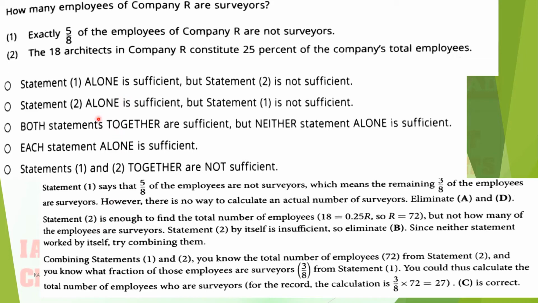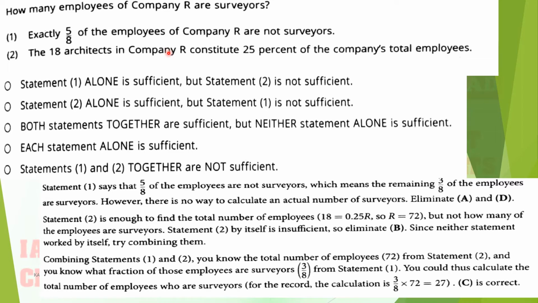Next, go to the second statement. The second statement says the 18 architects in company R constitute 25% of the company's total employees. So 18 is equal to 25%. How do we write percent? 25 divided by 100 is 0.25, into R, where R is the company name. So R, how much are you getting? 72. 72 is the total number of employees.